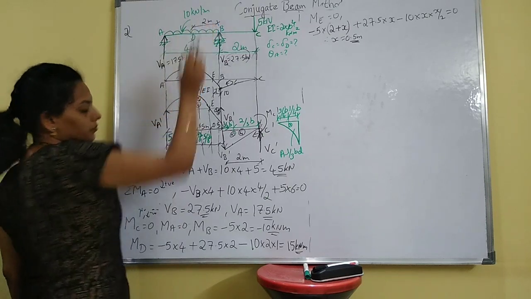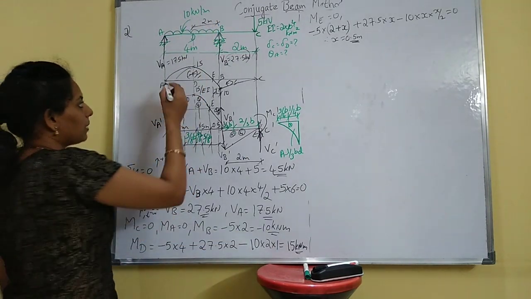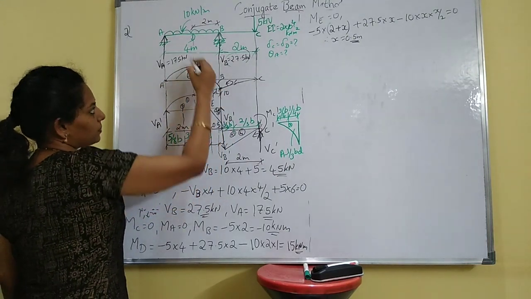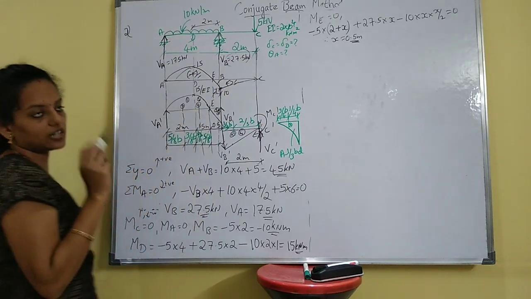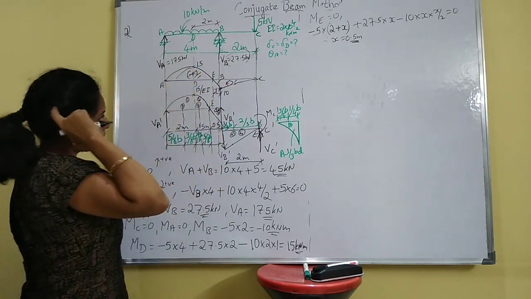This is 2 meter. Okay, so you will get 15 kN meter. Then mark it A0 here, minus 10, and this is plus 15. So this is parabolic, here it will be a straight line, that is a point load. Okay, this is negative and this is positive.